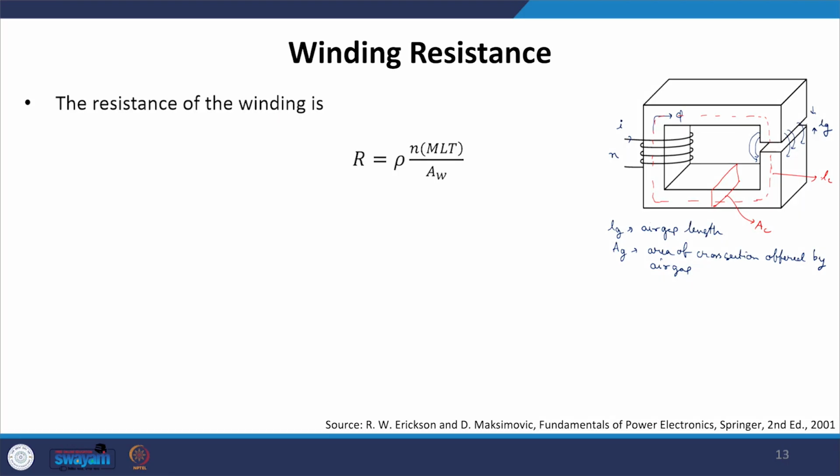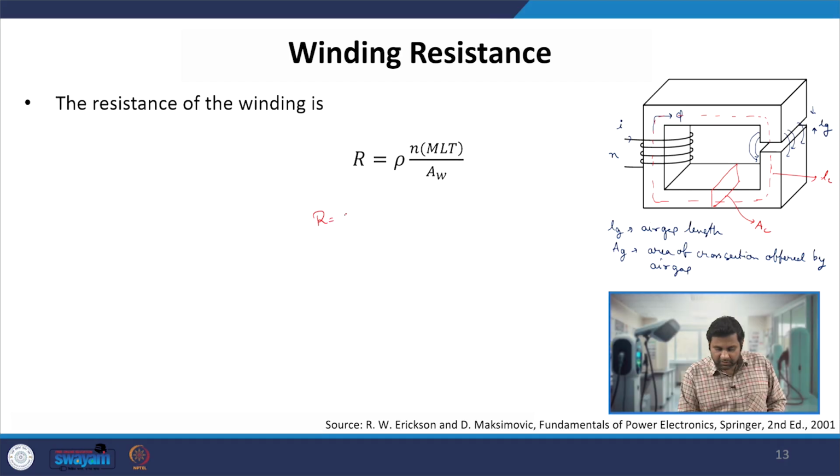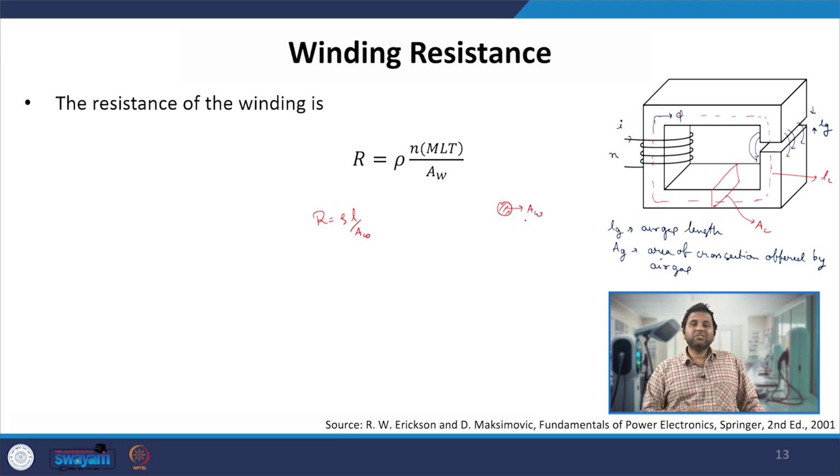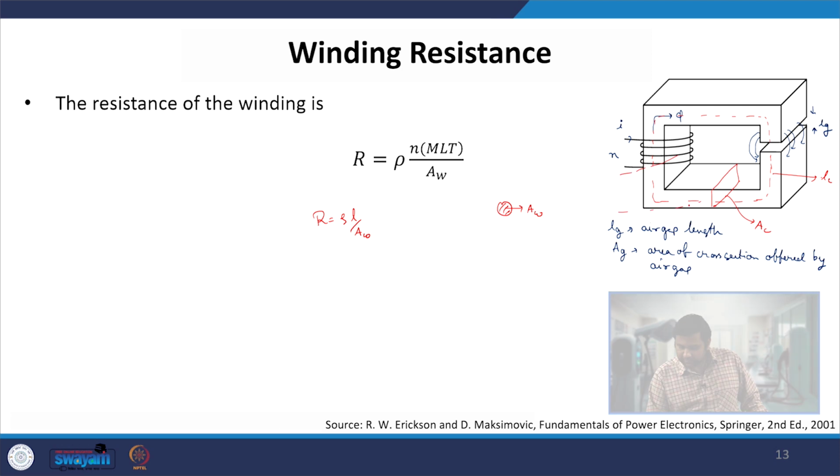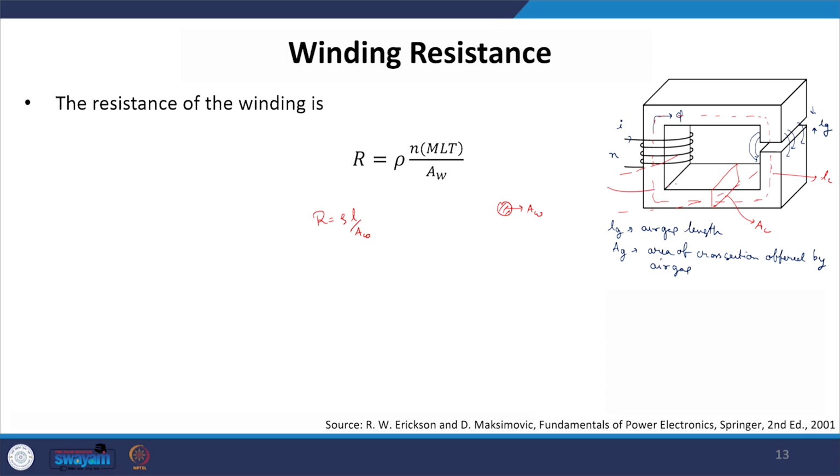Similarly, we can also define the winding resistance, because winding resistance will determine the required area of cross section of the wire to be used. So we can write the resistance of the winding to be rho L by Aw, where Aw is the area of cross section of the wire. L is the length of the wire, and since we have the winding going from this side to this side, this is the mean length per turn.